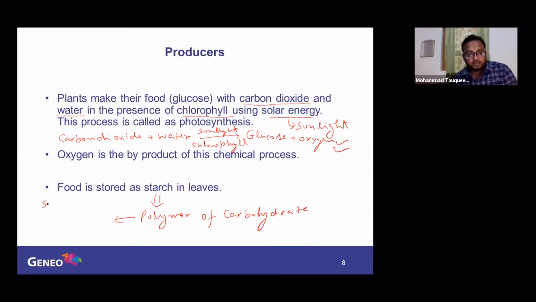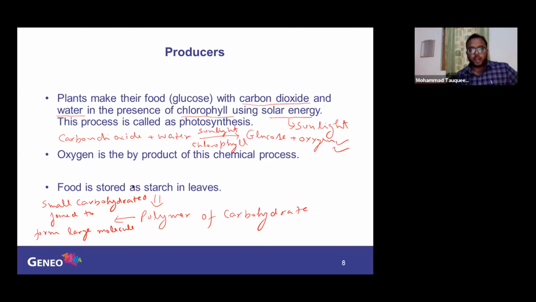Small carbohydrates joined to form a large molecule. So this is known as polymer. That's why starch is a large molecule. It has a high molecular mass also. Here, very small units of carbohydrates join with each other to form a big molecule. So in the form of starch, food is stored in the plant.